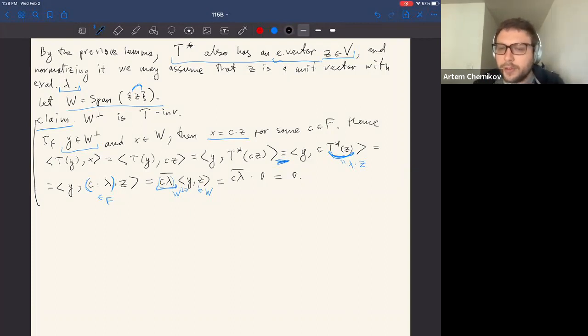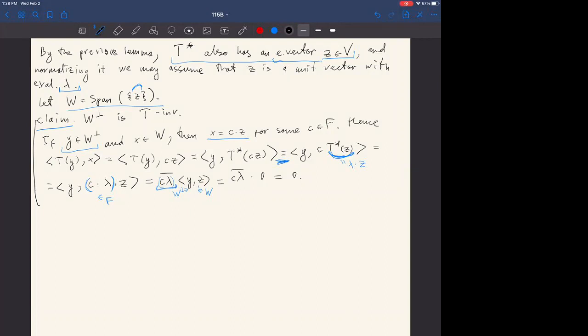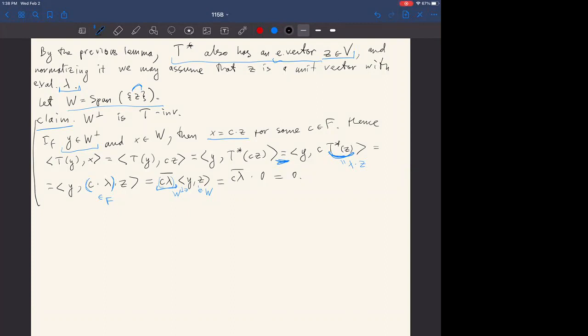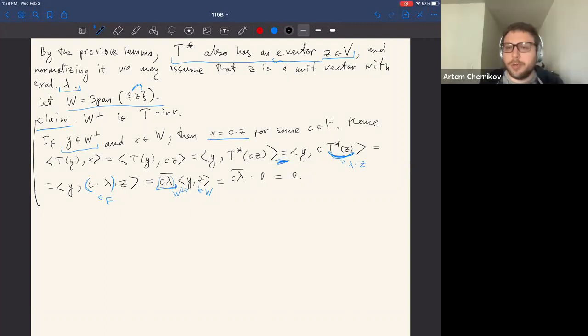Does it make sense? Yeah, I was confused about the first one where you took the C out of the T star, because I thought about theorem 6.11, the parts B. That's why. Okay, hopefully. So, yeah, if not, let me know.